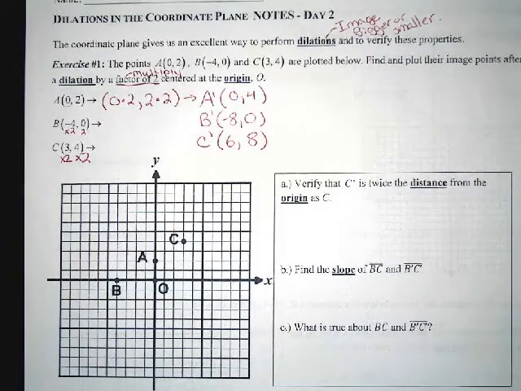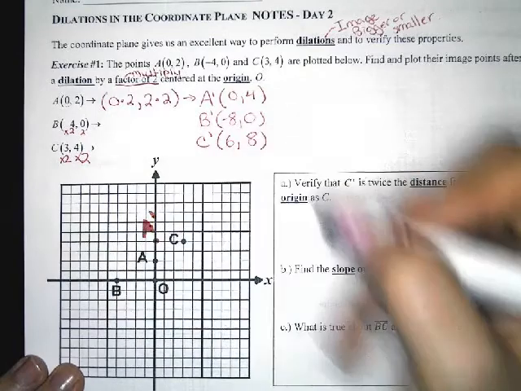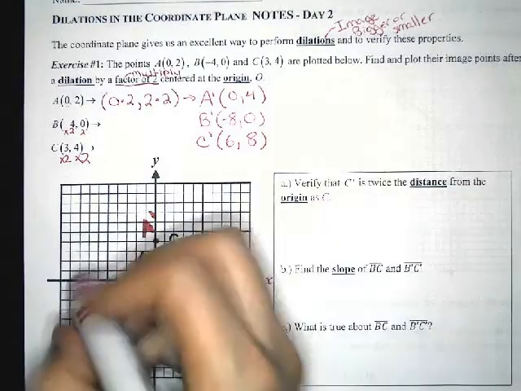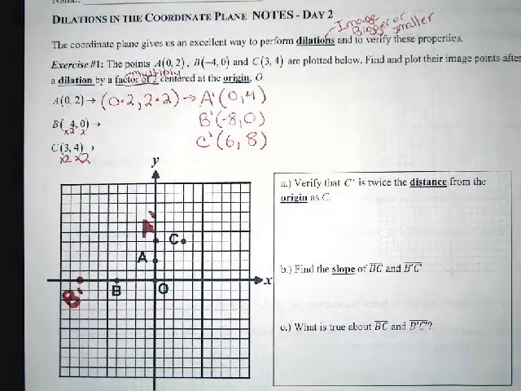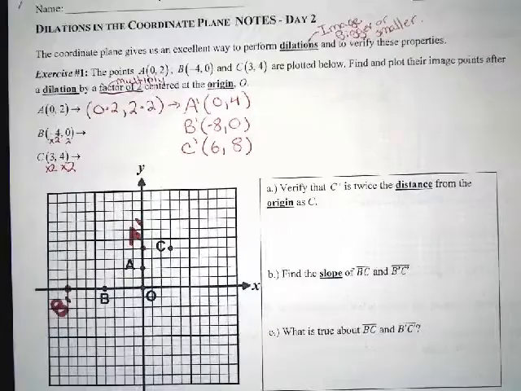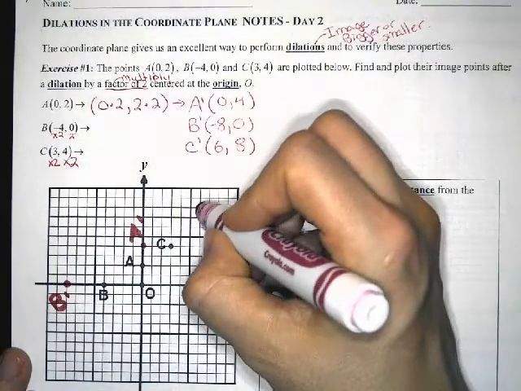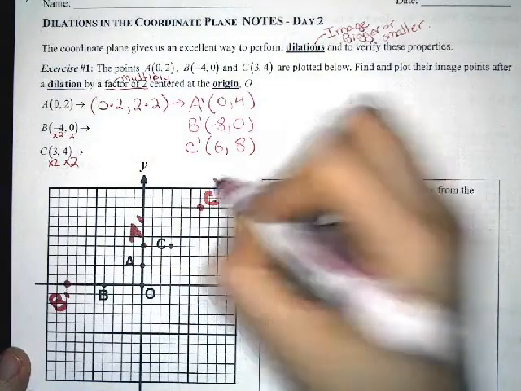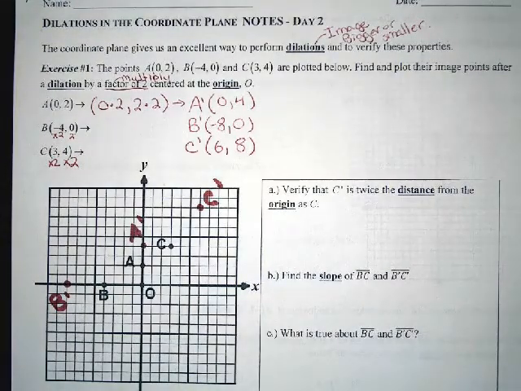Alright, so now what I'm going to do is I'm actually going to plot those points. A prime is 0, 4. B prime is negative 8, 0. Here is B prime. And C would be 6, 8. Sorry about that interruption. 6, 8 is going to be where C prime is. Okay. So what we have here are new coordinates, right?